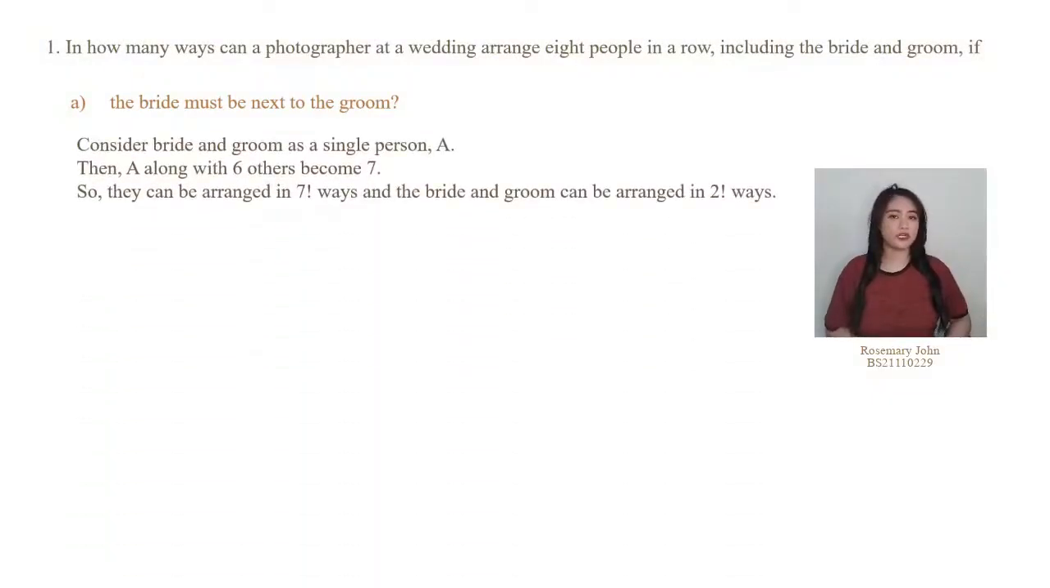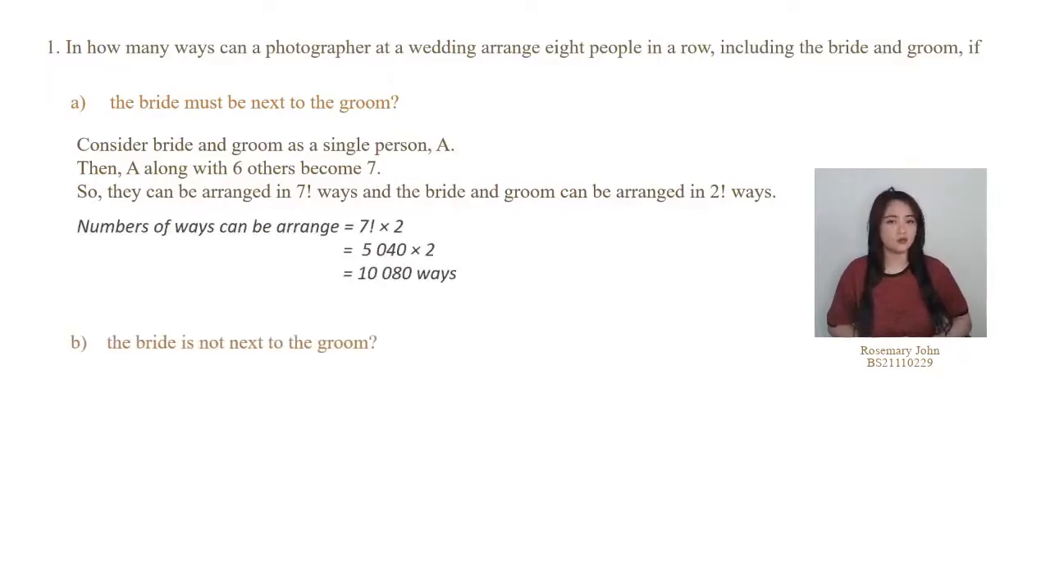So the first question is: in how many ways can people be photographed at a wedding? Arrange 8 people in a row, including the bride and groom. If the bride is next to the groom, first we consider the bride and groom as a single person. Then this person along with the 6 others becomes 7. So they can be arranged in 7 factorial ways and the couple can be arranged in 2 ways. Therefore, the number of ways is 7 factorial times 2, which gives 10,080 ways.